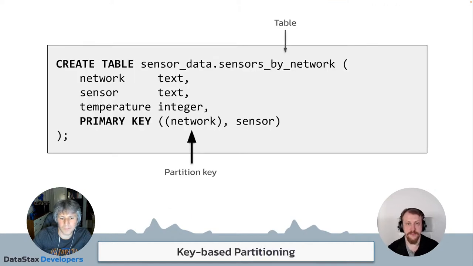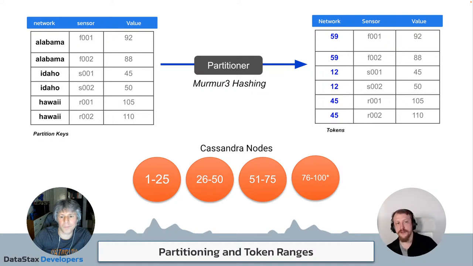So the idea is pretty simple. We split data into chunks. How it works internally, again, you are engineers, and you need to know how it works. The idea is the partition key value is hashed by a partitioner, which in modern Cassandra uses the Murmur hashing algorithm. The Murmur hashing algorithm is a very simple thing. It takes whatever value you give to it and generates an integer value out of a pretty wide range. And so Alabama becomes 59, Idaho becomes 12, and so on.